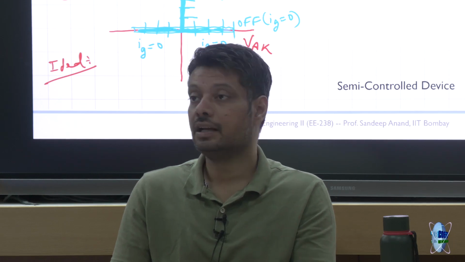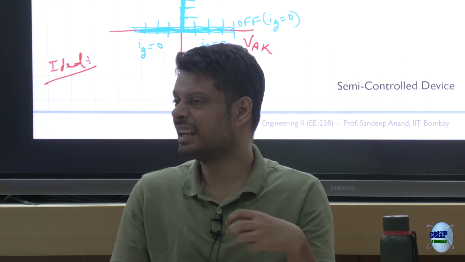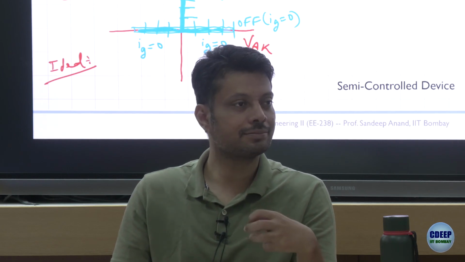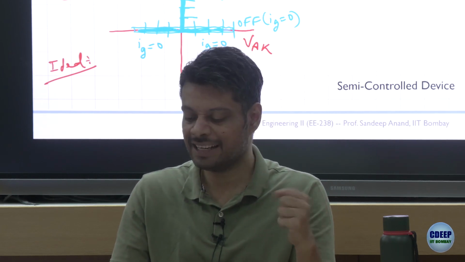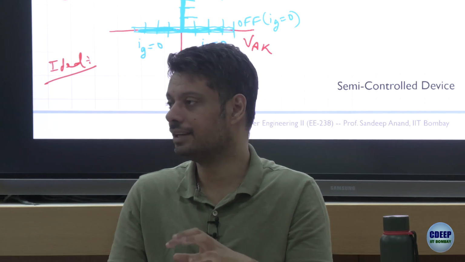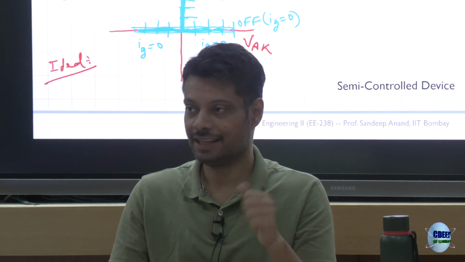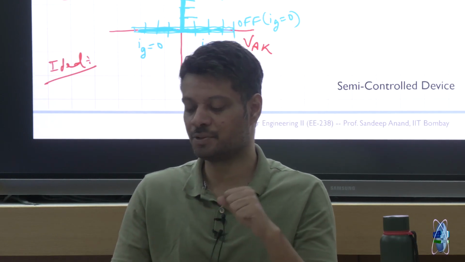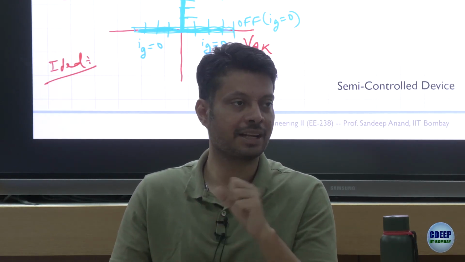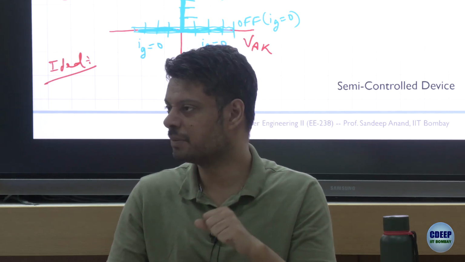Okay. In reality, things are a little bit more complicated, right? And I will try to explain it. If you can absorb it very well, if you cannot absorb it, we will try again next class. In reality, the characteristics look a bit more messy, the one on the right side. We will try to simplify it.